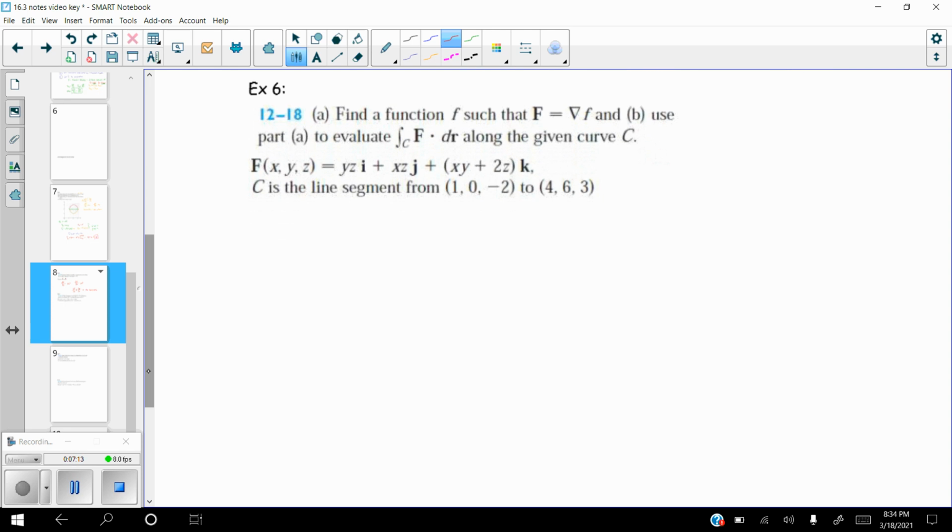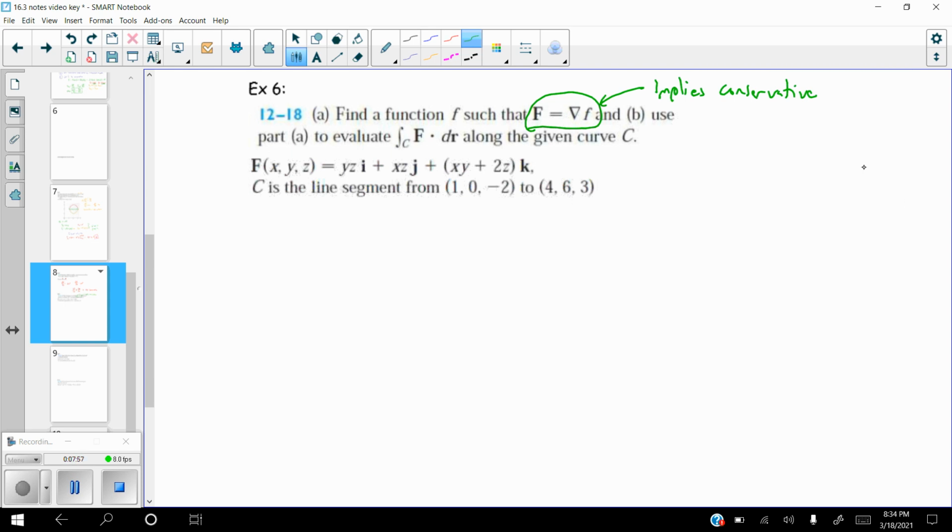All right, number 6. Number 6 is a bit more involved. So it says, find a function f such that capital F equals the gradient of f. In this case, it's telling you to find a function f such that the capital F is the gradient of f. That is implying conservative, because they're telling us that this is the case. It won't tell you to find it if you can't find it. It would say verify or something, but this part right here implies conservative. So we have to be able to do it.